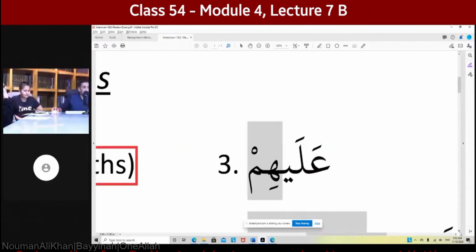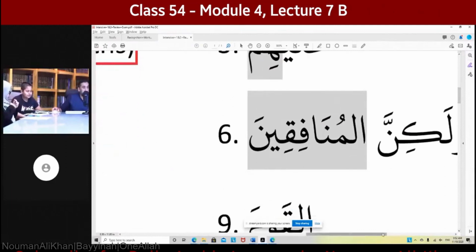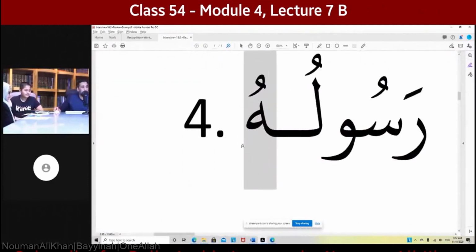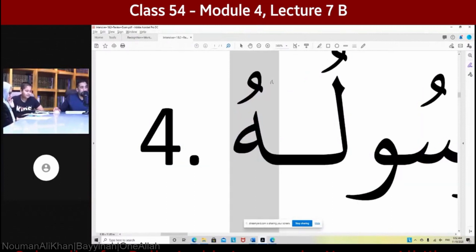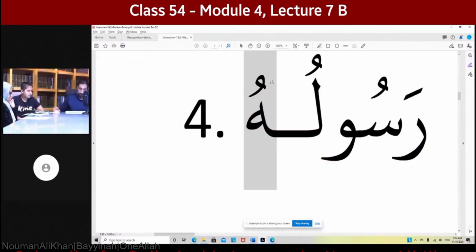Let's see. Rasuluhu. Okay, Rasuluhu. It's rafa'. No. How's it not rafa'? Let's think about how it's not. Oh, it's an attached pronoun. Therefore, it can only be nasab or jar. Which one is it here? It's nasab. No wait, it's not nasab or jar. It's because Rasuluhu is a mudaf. So who is the mudaf ilayh? The ism. Therefore, it's a mudaf ilayh. Therefore, it's what status? It's jar.